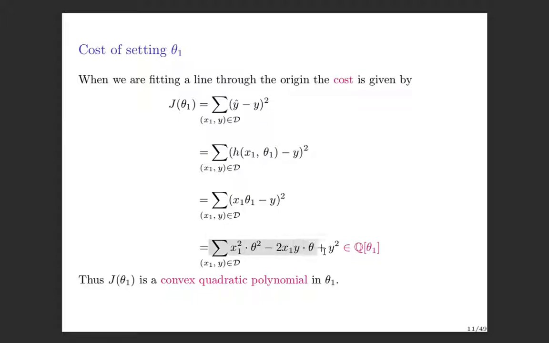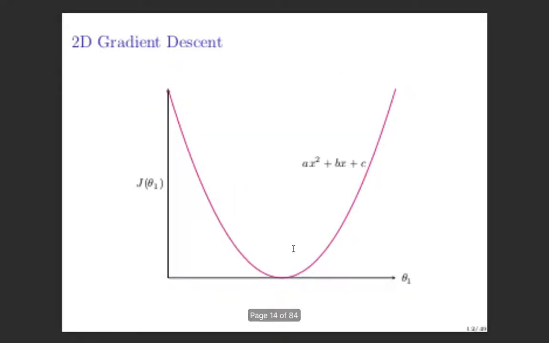If I do this sum, I don't know what theta is. Theta is a free variable, but I do know what my x's are and I do know what my y's are. Those are going to be actual values. So I give this to the computer and it spits out a polynomial with some weird float coefficients. And that is going to be our cost. So the fact that it's a convex quadratic polynomial is important. Let me show you why.